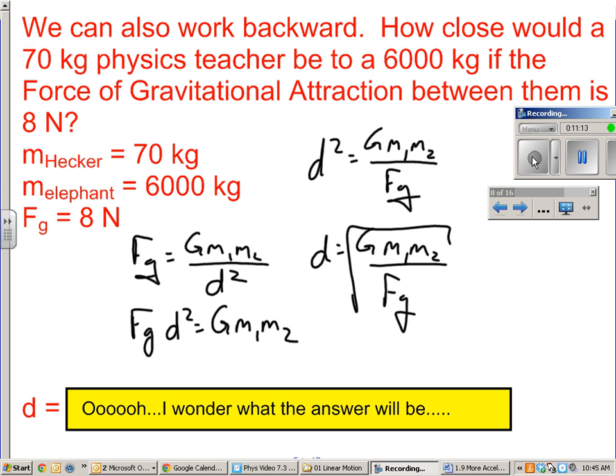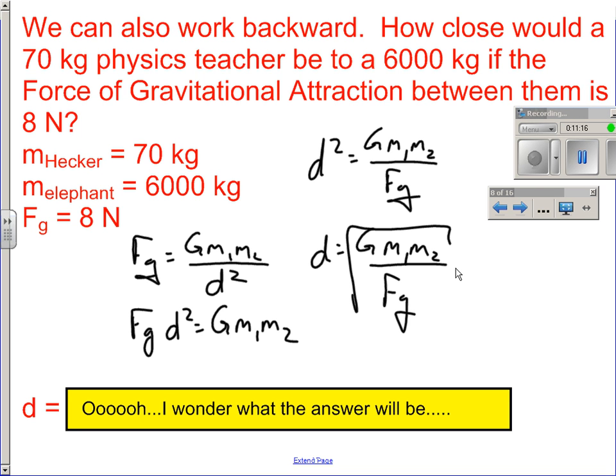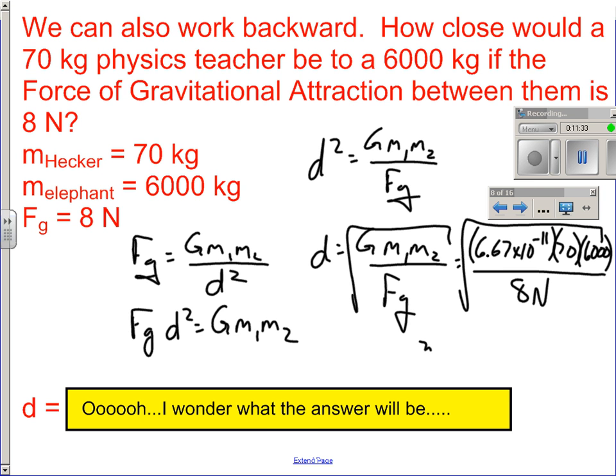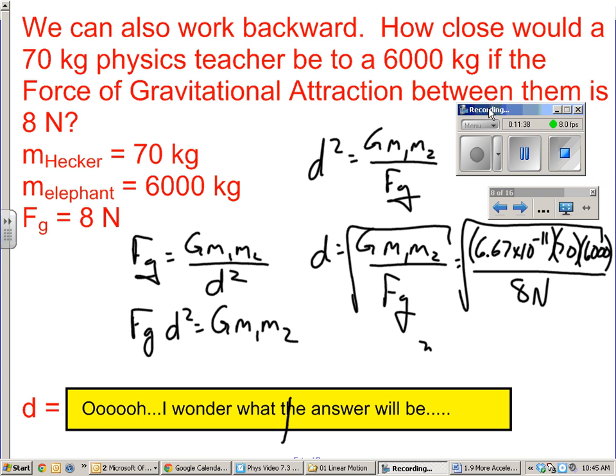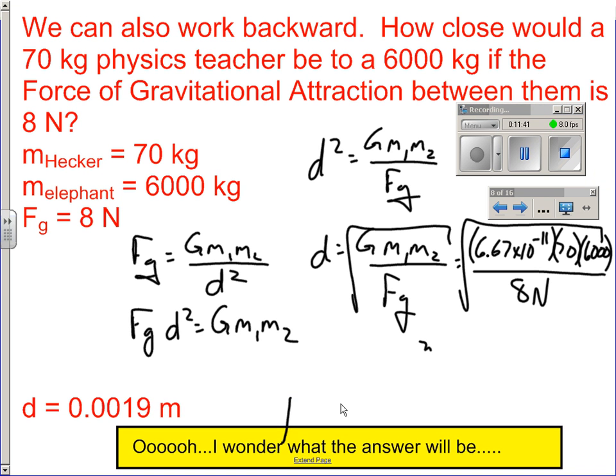Okay, so from here we just plug in our numbers. So you're going to get 6.67 times 10 to the negative 11th times your two masses, which would be 70 and 6,000. Divide that all by your force of gravity, which is the 8 newtons. Don't forget your square root, and you get 0.0019 meters, which is about 2 millimeters.